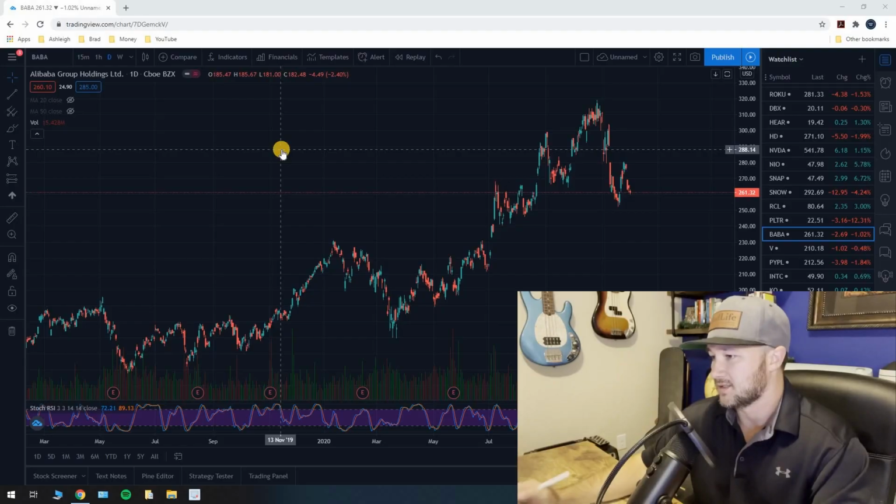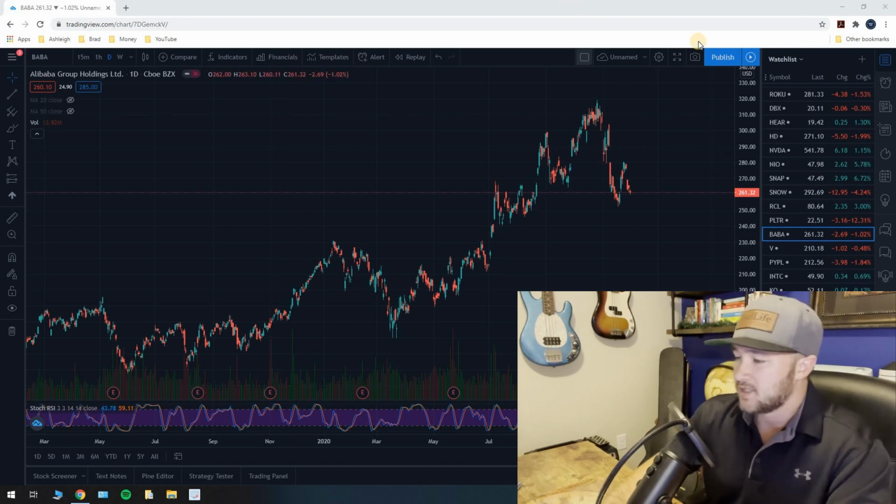Before I do that, I want to give you a little bit of background on the company. Alibaba is a Chinese tech online e-commerce retail company, an absolute mega cap company, valued at like $715 billion right now. One of the biggest companies in the world by far, and it trades here in the United States. So let's take a look.